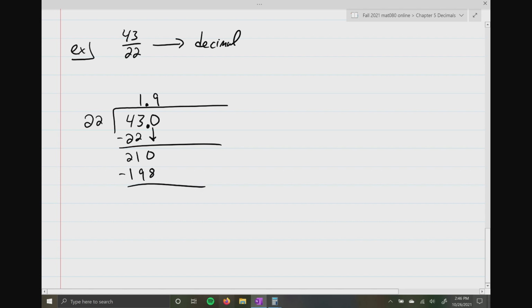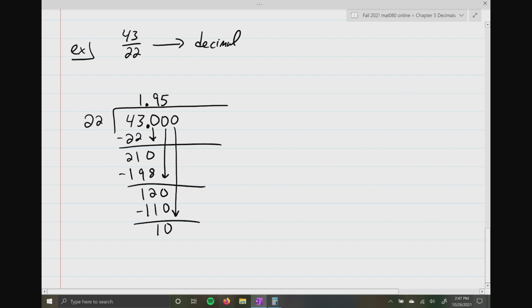Now 210 minus 198, if I just subtract, I get 12. Add a 0, drop it down. 22 goes into 120 5 times. So that gives me 110. 120 minus 110 is 10. Add a 0, drop it down.